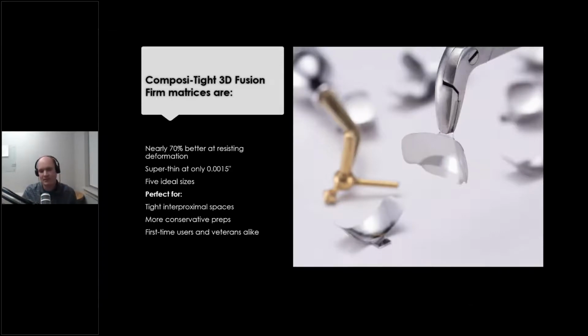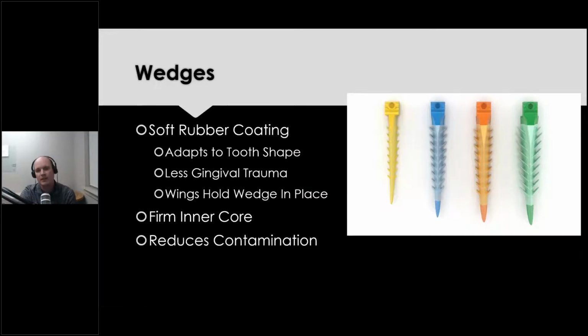I do a lot of slot preps on premolars and molars if it's very minimal with what I like to use. So that's kind of my go-to. The other ones are great if you're a little bit bigger and you like to prep a little bit more. The wedges are also important.